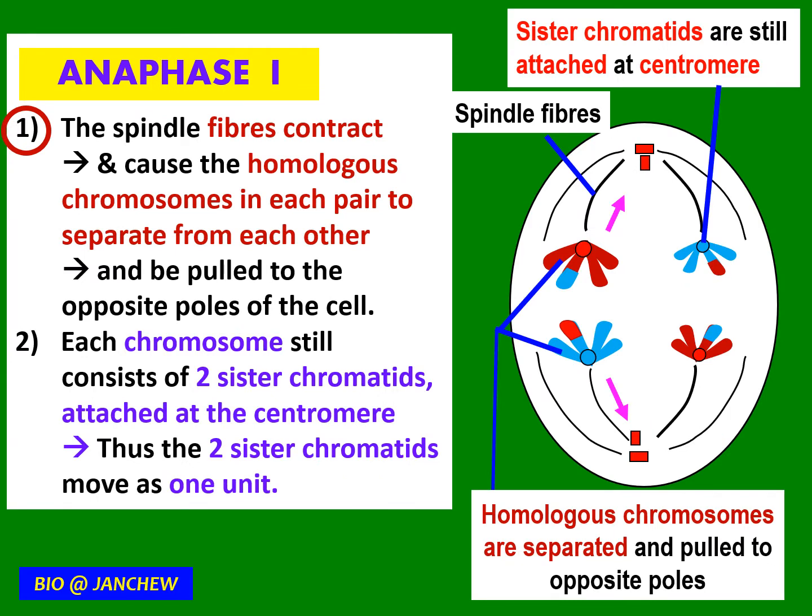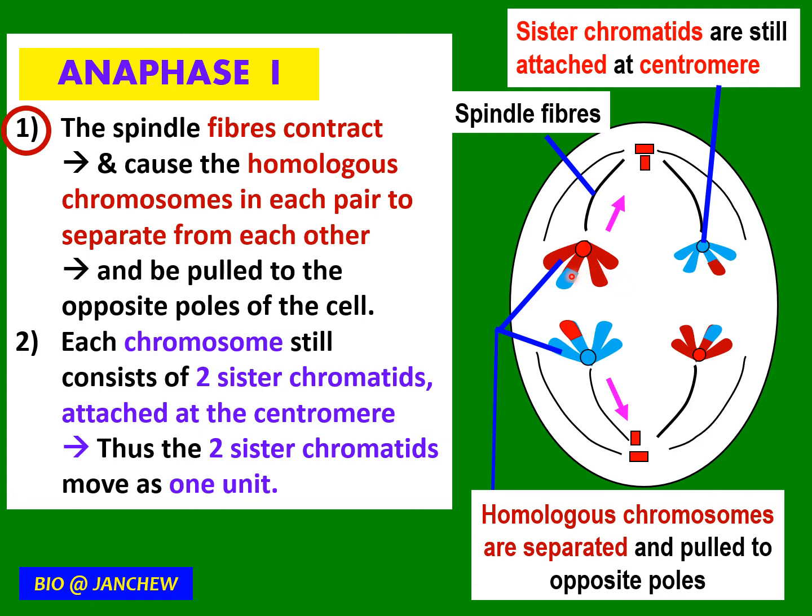After metaphase I comes anaphase I. What is the important event in anaphase I? It's number 1 here. The spindle fibers contract and cause the homologous chromosomes in each pair to separate from each other and to be pulled to the opposite poles of the cell.